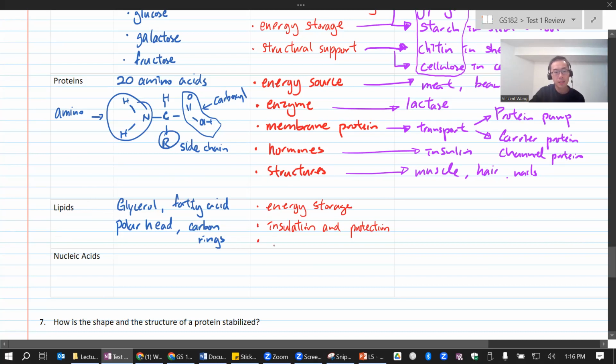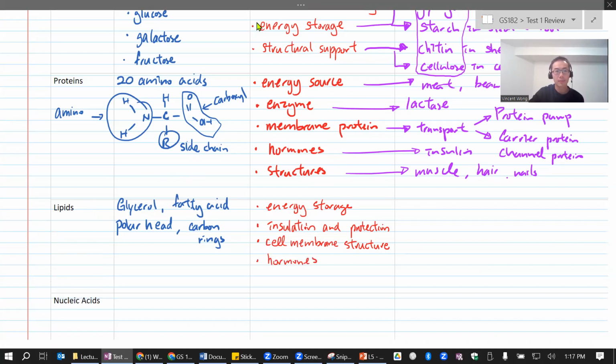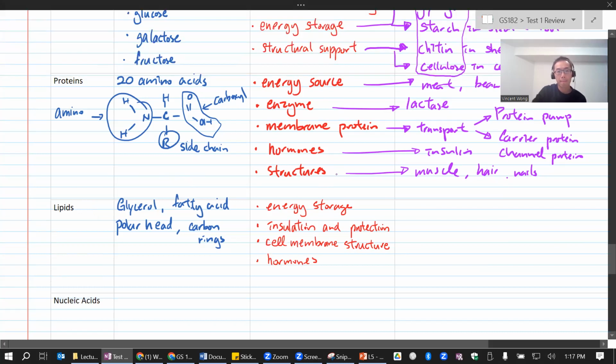We also need lipids for cell membrane structure. And some lipids are hormones. Let's not forget that. So for energy storage, it's just fat. It surrounds the organ, for example.